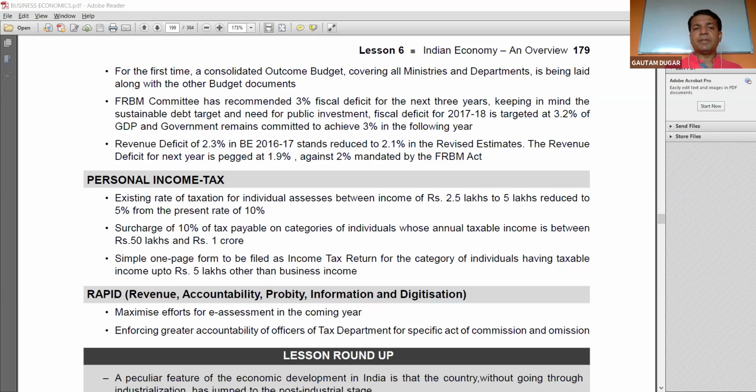UNDP we discussed. UNDP is the United Nations Development Program. It's option B, number two. United Nations Development Program. Like India, earlier we were an underdeveloped economy.